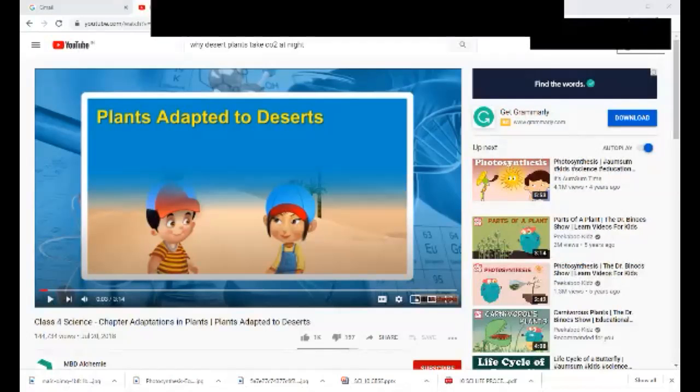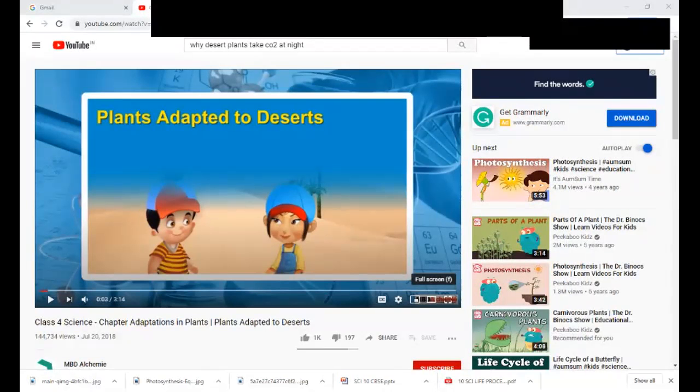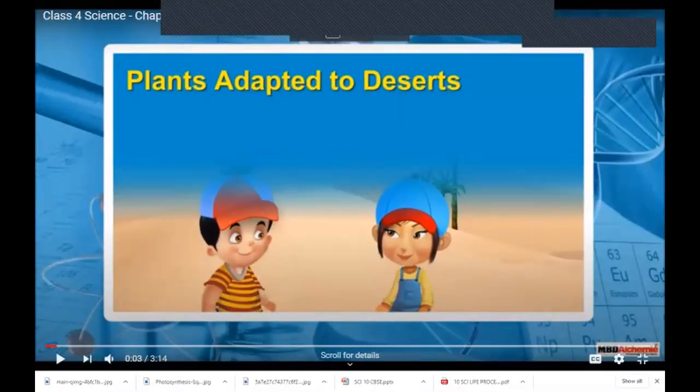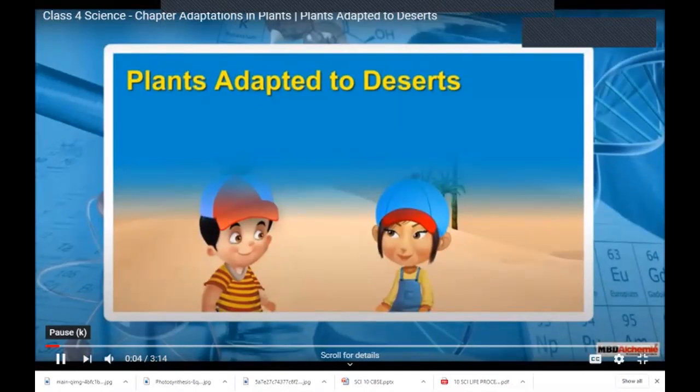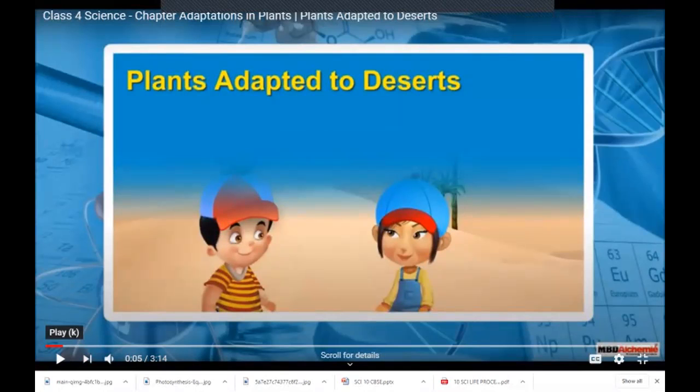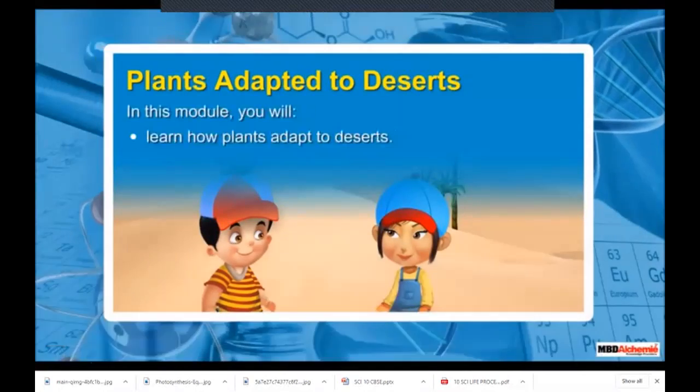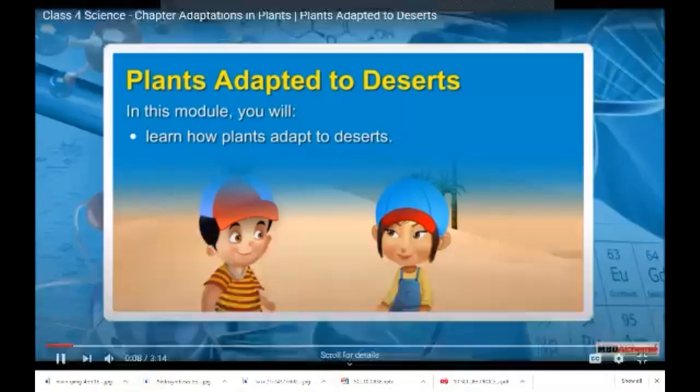So this is a continuation of our class only, after photosynthesis. Now I'm showing you something. See what happens during nighttime to the desert plants. Plants adapted to desert. Is everyone able to hear? In this module, you will learn how plants adapt to deserts.